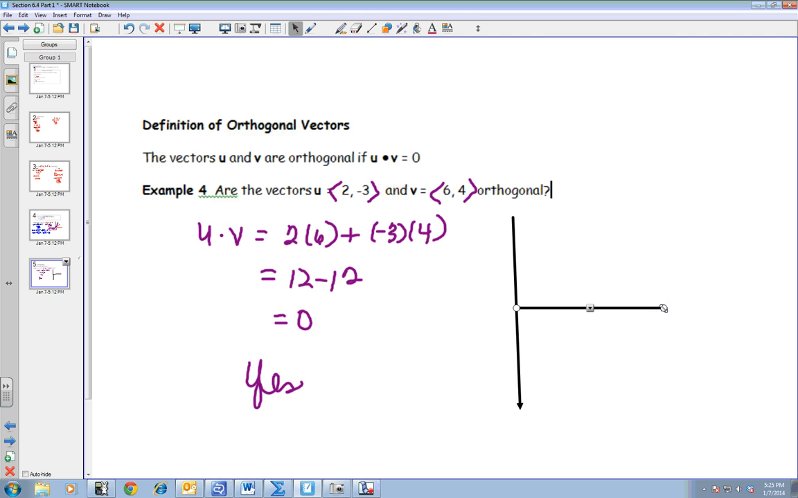Okay. So if I were to graph (2, negative 3), so 2, negative 3, there's u. And (6, 4), 1, 2, 3, 4, 5, 6, 1, 2, 3, 4. There's v. I kind of missed it a little bit, but that's okay. All right, they form a right angle. So that's what orthogonal means. And you can tell whether they're orthogonal by whether their dot product equals 0 or not.